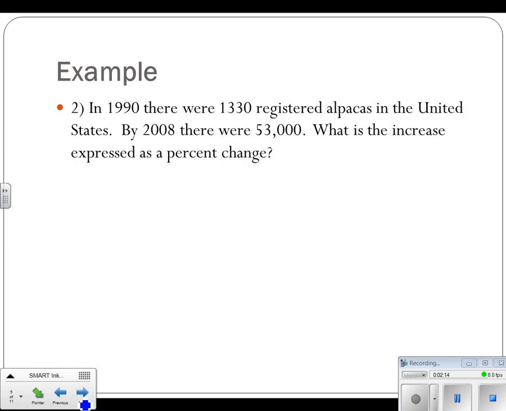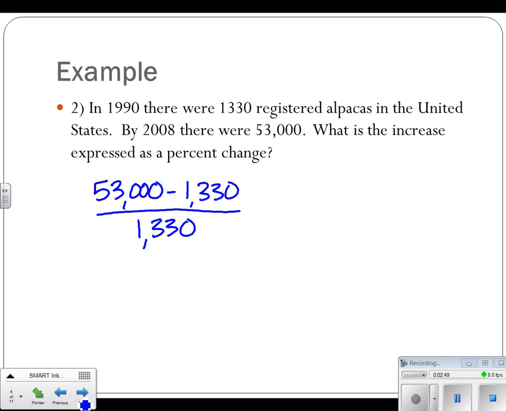In another example here, it says in 1990 there were 1,330 registered alpacas in the United States. By 2008 there were 53,000. What is the increase expressed as a percent change? Definitely an increase here, so we are going to find the amount of increase. We take the new amount, which is 53,000, subtract the original amount, 1,330, and divide that by the original, which was the 1,330.